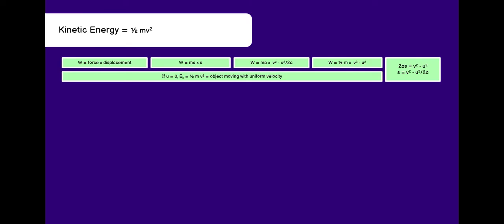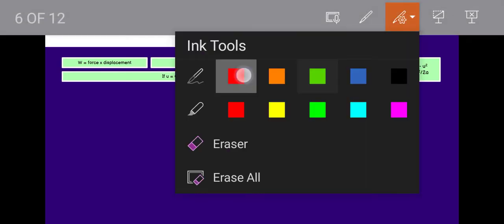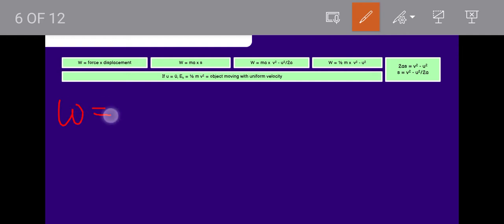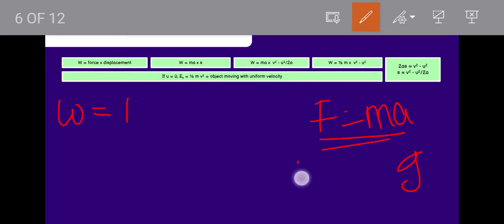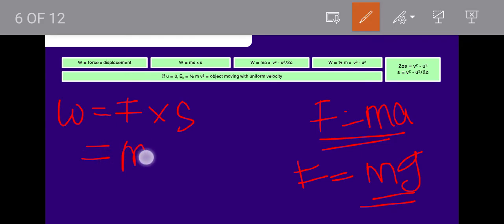So the derivation of kinetic energy. We know that force can be written as mg or ma according to the second law of motion. And when I am taking gravity, so I will take acceleration as acceleration due to gravity g. So my force will be mg. So applying the same formula in the formula of work, which is force into displacement, I will take m into g, or mass into acceleration due to gravity, in the place of force.